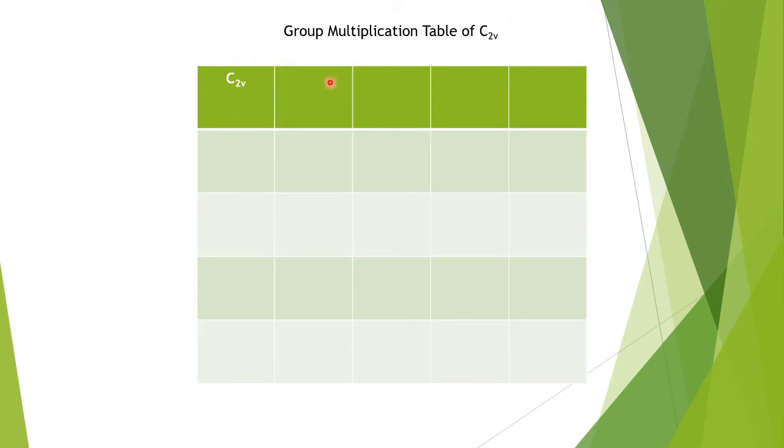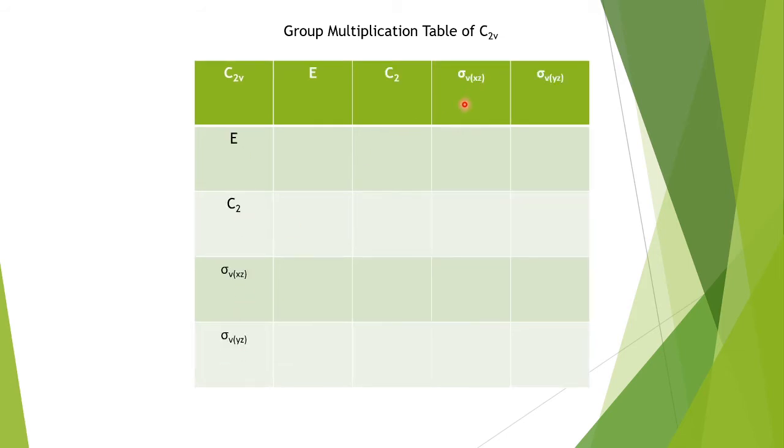Then you have to write down the symmetry operations possessed by the C2V point group in the first row and the first column in the same order. Just like this, we have identity operation E, C2, then sigma V XZ and sigma V YZ. In the first column is E, C2, sigma V XZ and sigma V YZ. Now we will be multiplying these symmetry operations, and the binary products will be written in this area here.